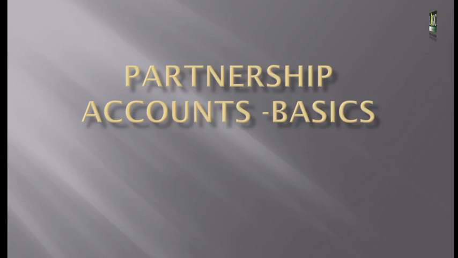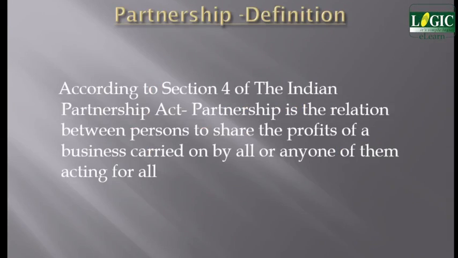So the guiding rule is the Indian Partnership Act of 1932. Indian Partnership Act 1932 Section 4 defines partnership. Accordingly, according to Section 4 of the Indian Partnership Act, partnership is the relation between persons to share the profits of a business carried on by all or any one of them acting for all.